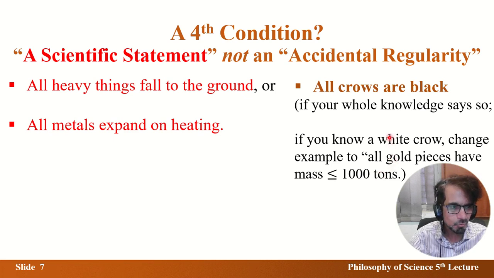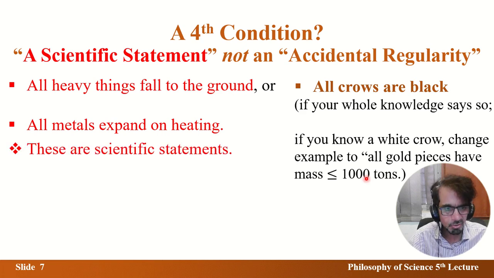The idea is not that you start talking about whether actually these things are true or not. The idea is that if, the crucial word is if, your whole knowledge says that a generalization is valid, then is there any difference between a scientific statement and a generalization like all crows are black or all gold pieces have mass less than 1,000, that has no scientific basis? They are accidental regularities.